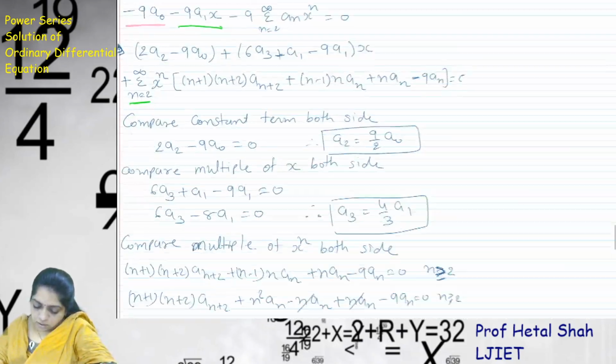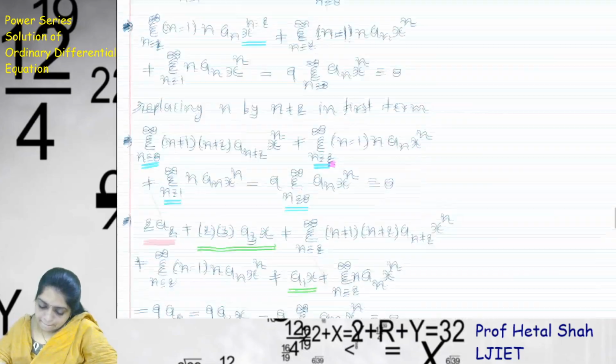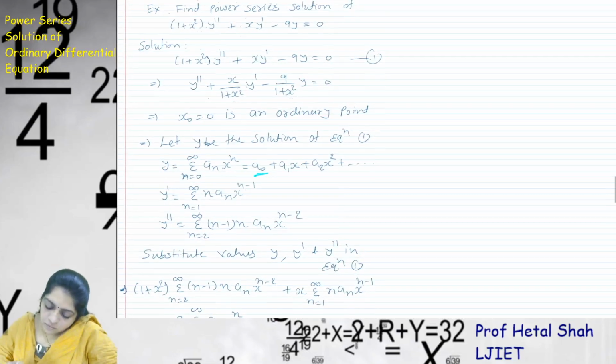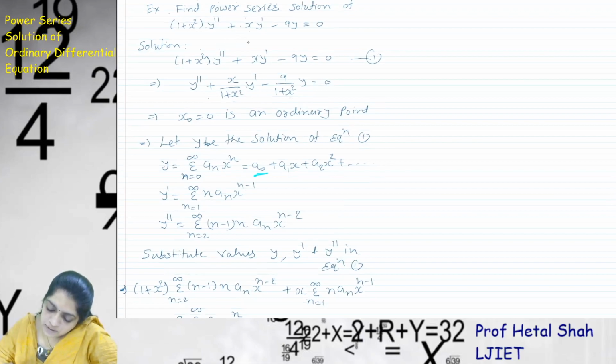The given differential equation is (1 plus x square) y double dash plus x y dash minus 9 y is equal to 0.